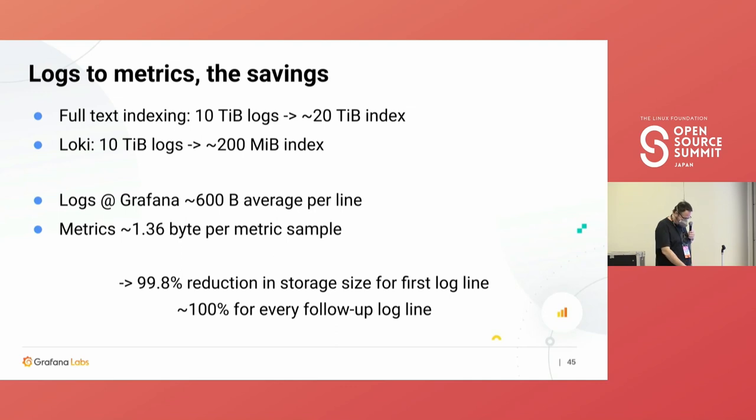But even with this efficient thing, average logs at Grafana come out at roughly 600 bytes per log line, including index and everything. Metrics, as we saw earlier, come out at 1.36 bytes per sample. So just going on those 2 numbers, when I can turn a log line into a counter, like for example, I have an error and I can write a log about this, but I can also in theory just up my counter for this and that error, put my labels on it, so I know where it happens and everything, but I just up this number. This gives me a 99.8% reduction in storage size just for the first log line.